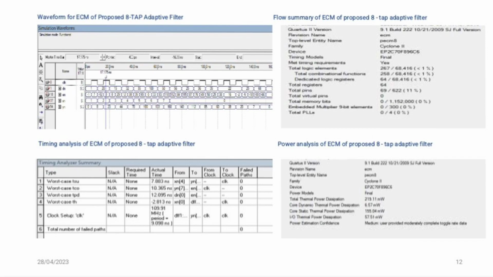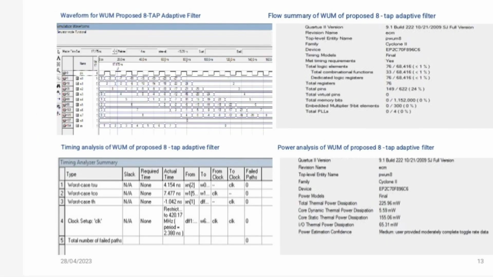This is the waveform for the weight update module for the 8-tap adaptive filter, where W0 to W8 represents the different weights for different inputs, where 8-tap represents the 8 inputs of this filter. There are 8 different weights given.